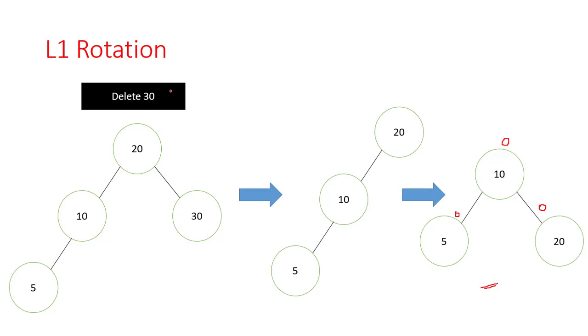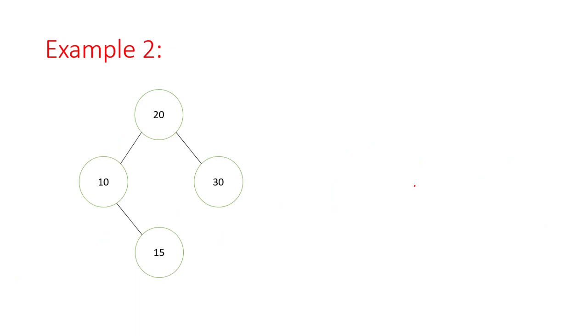So this L1 rotation is simply nothing but LL rotation in the insertion of an AVL tree. Here I apply the rotation on the right side like this. How can you do this? Just 5 will come to the left position, 10 will come to the root position and 20 will come to the right position. This is a very simple rotation. The next, example 2, here.